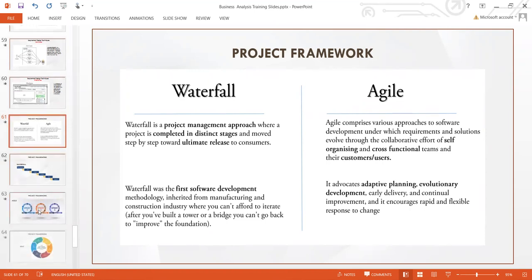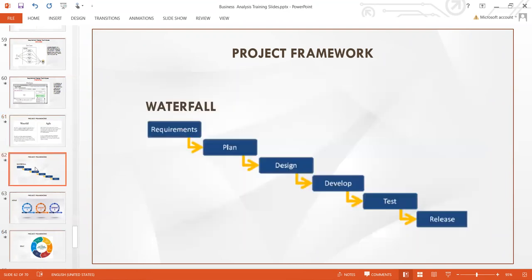So let's look at the waterfall diagram. You see waterfall. That's how the name comes about. You start from requirements, you gather requirements, you plan. After planning, you design. After designing, you develop. After developing, you test everything. And after testing, you release. And that's how it's a rigid project management. It's a structured project management. And so many companies are beginning to shy away from that rigid nature.